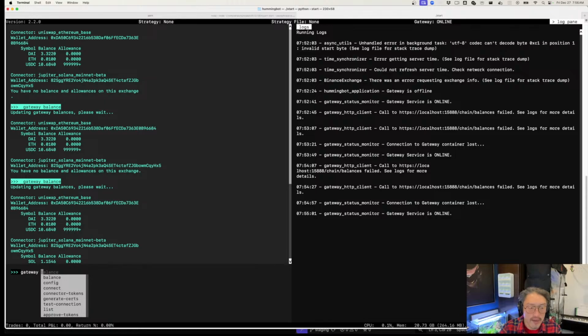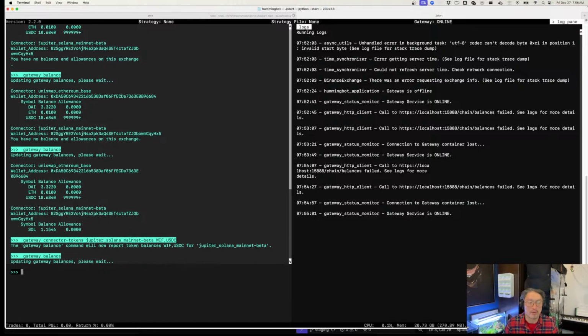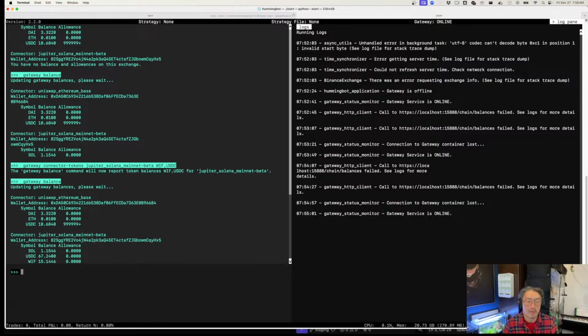So first, before we proceed, let's look at our WIF and USDC balances on this wallet. Because there's a myriad number of tokens available, we have a connector tokens command to allow you to define, for a certain chain, which tokens it should fetch. So for Jupiter on Solana mainnet-beta, we want to add the WIF and the USDC tokens. So now if we run gateway balance again, it'll show the balance of our WIF and USDC. So as you can see, we have 67 USDC and 15 WIF on Solana.